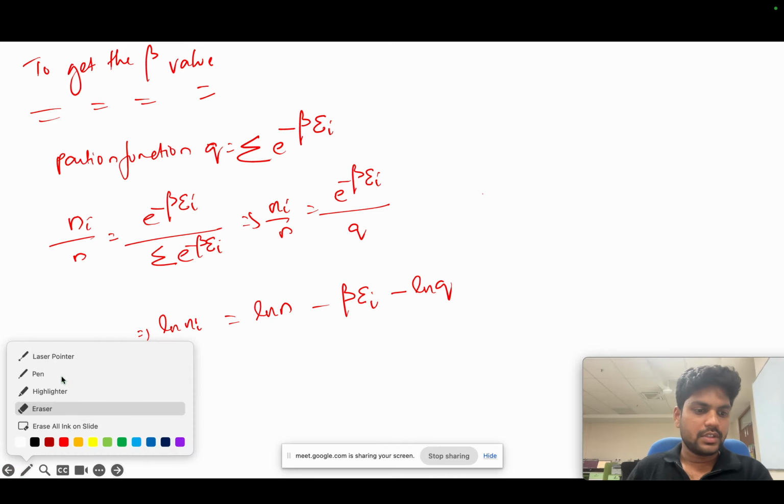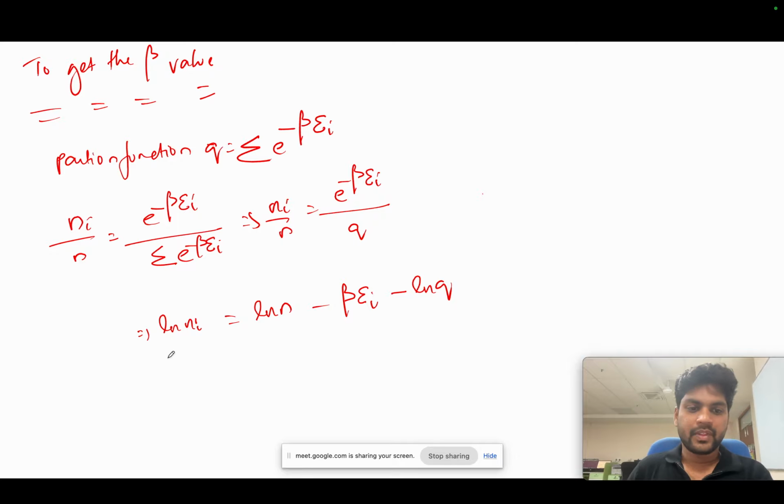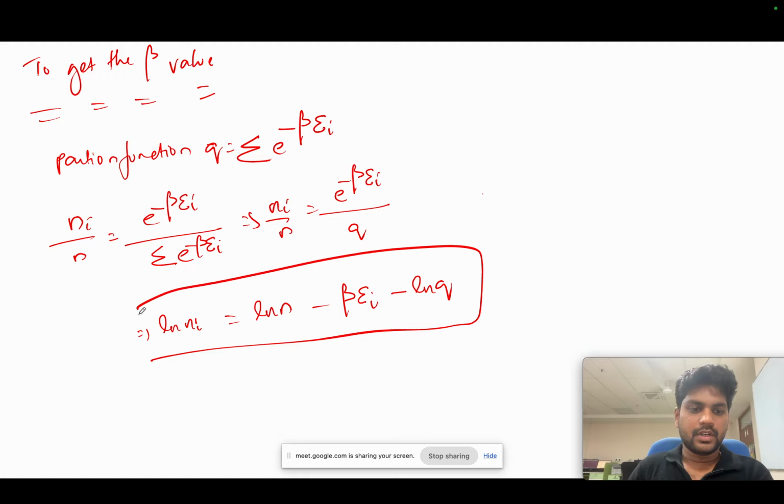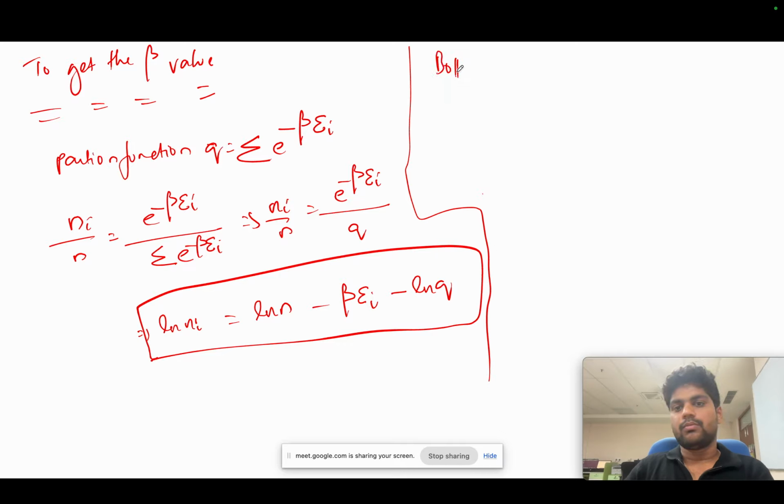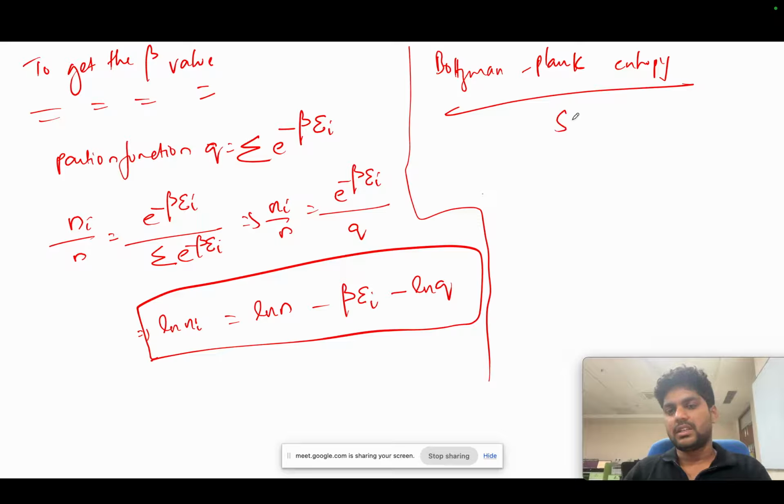So now we have this equation, and from here keep this equation. Then we have the third assumption, which is the Boltzmann-Planck entropy assumption. In statistical mechanics, this is how we define the entropy.